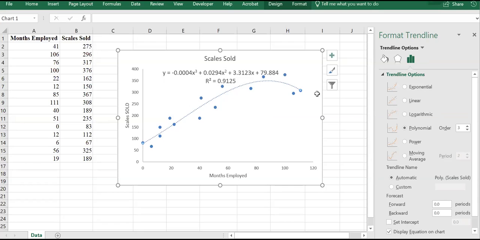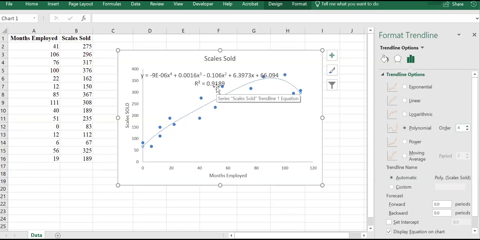Now let me just click again, add the order to 4. And you see it jumped from 90% to 91%, R squared, not adjusted R squared. Usually for comparison, we should look at the adjusted R squared, but R squared also gives us a rough estimate of the strength. Let's just go with 4. It was 91.25, now 91.89. You see that the jump is now smaller.